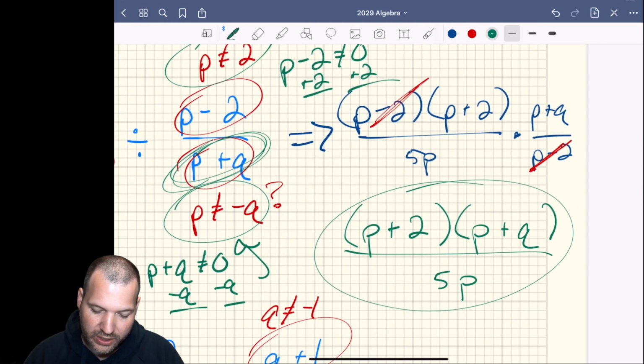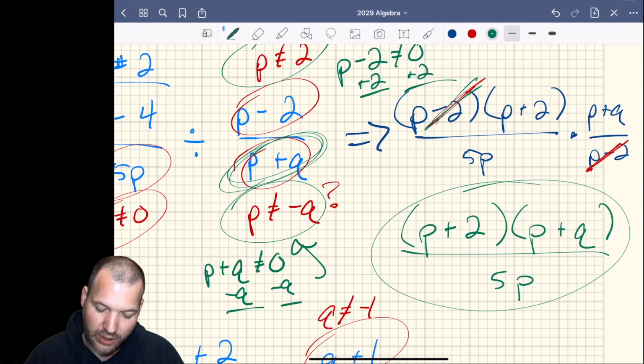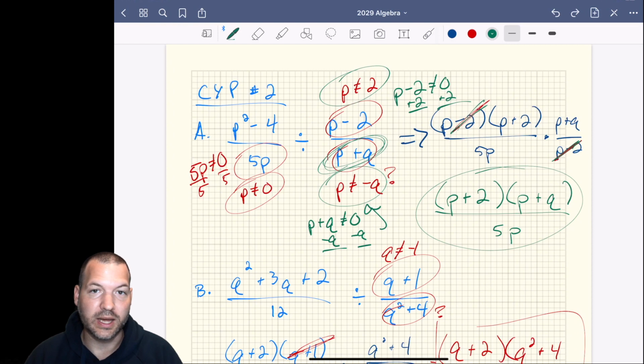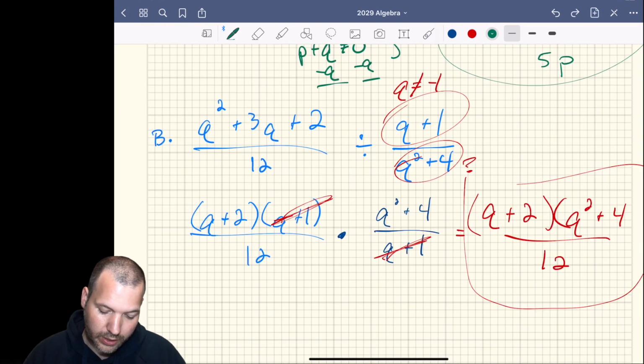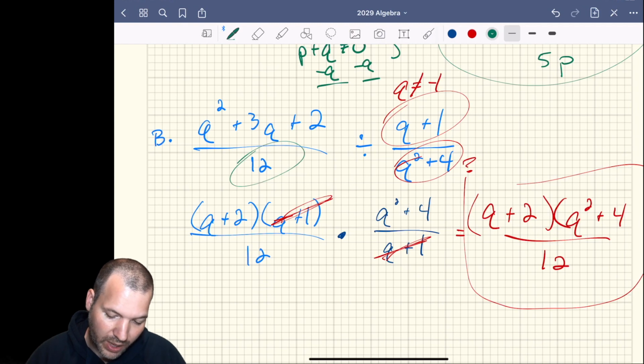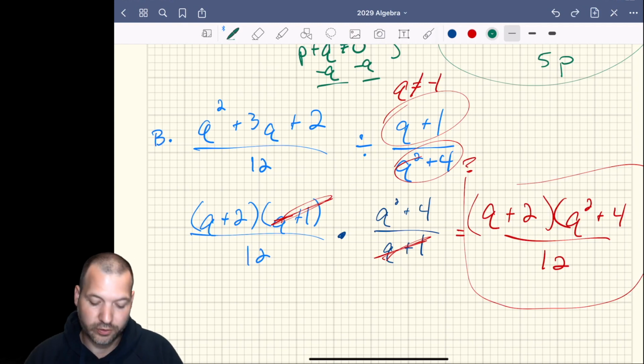From there though, the p minus 2's after you factor are the only part that cancel, and so there's your answer. P plus 2 times the quantity p plus q divided by the 5p. And again, you can see we turned our division into multiplication and flipped that second rational expression upside down. Over here, similar kind of situation, 12 cannot be made into 0 at all, so no excluded value there.